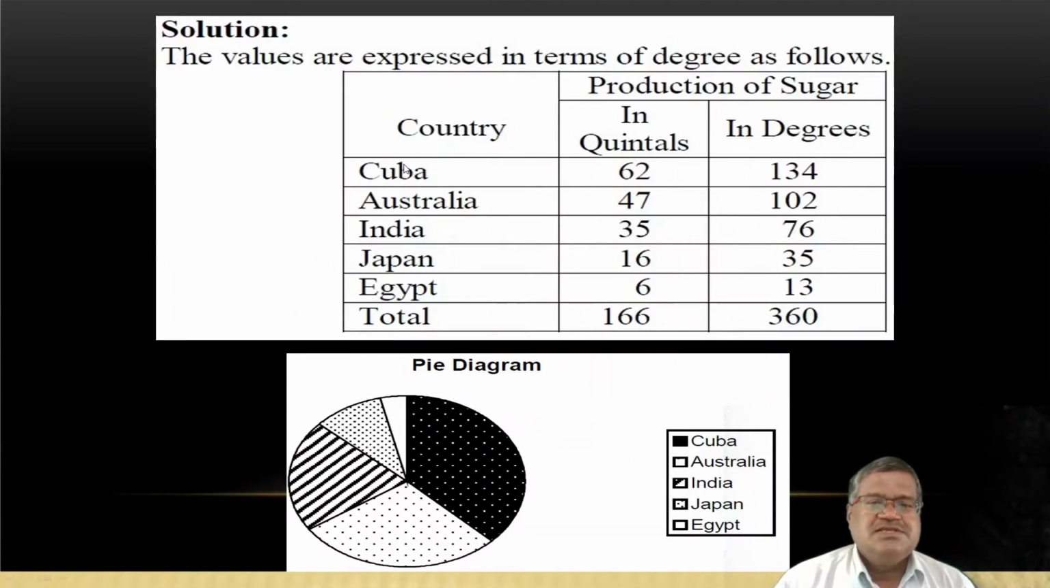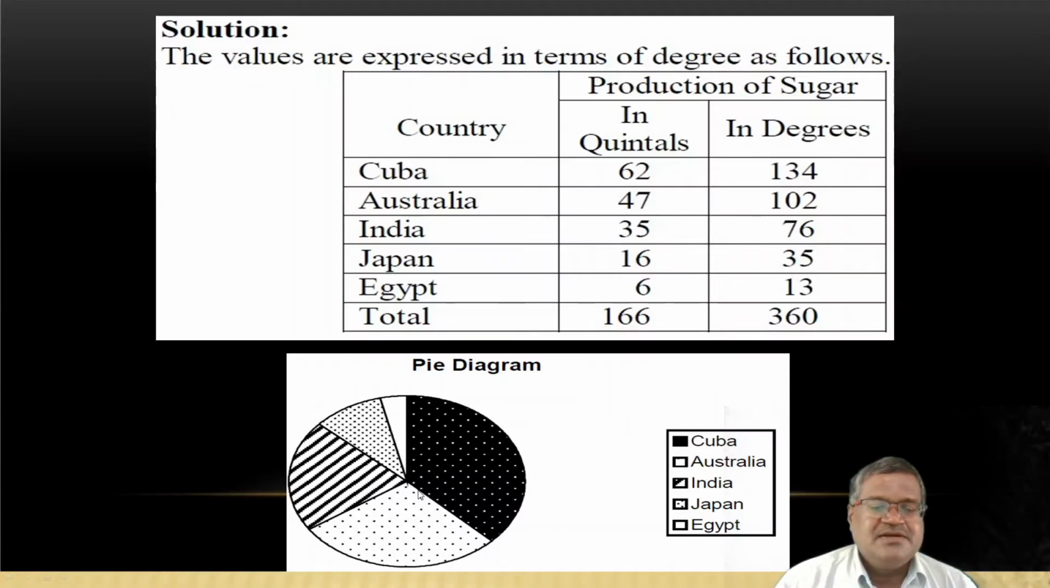Look here, we need to convert these items into degrees. 62 by total, which is 166 quintals, 62 by 166 into 360 gives us 134. 47 divided by 166 into 360 gives us 102. Like this, we need to convert all the country production values into degrees. This is 134 degrees, 102 degrees, 76 degrees, 35 degrees, 13 degrees, like that. Total is 360 degrees. By using the protractor, we draw a circle and mark the degrees.